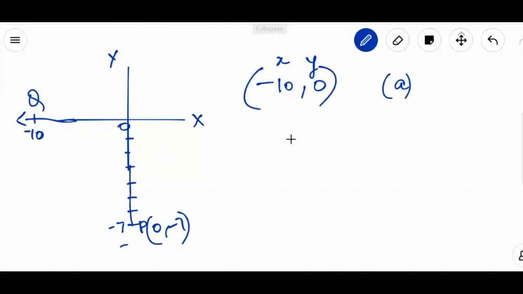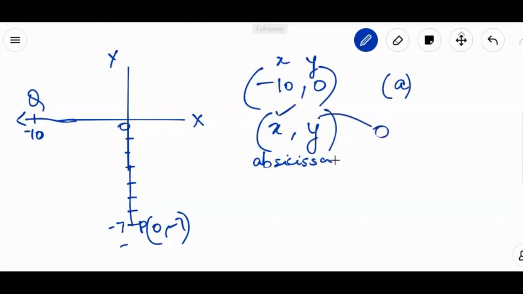Then take the next one. Abscissa of all the points on the x-axis is, now they are saying, any number. What is abscissa? You have x and y coordinates available. This x part is called abscissa. Any point which lies on the x-axis will take any value for x, and the y part will always remain 0. Then only you can say that this is a point which lies on the x-axis.